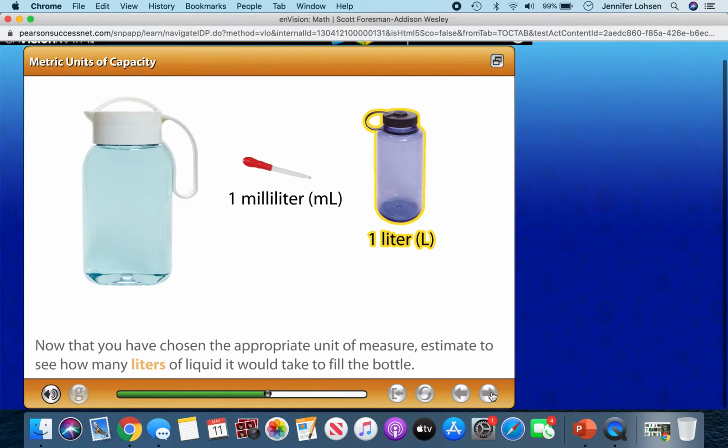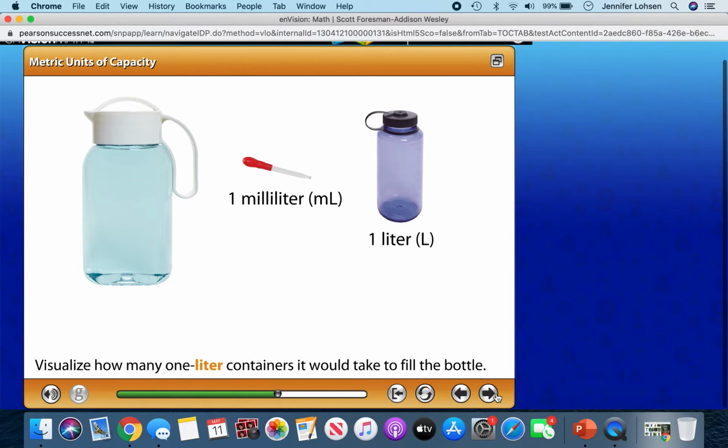Now that you have chosen the appropriate unit of measure, estimate to see how many liters of liquid it would take to fill the bottle. Oh, I miss doing this where we all make our estimate around the room. So let's look at this liter and try and visualize how many of these we think could fit into this container. So take a second and visualize. If you filled this all the way up and dumped it in, filled it up, dumped it in, filled it up, dumped it in. Let's see. Visualize how many 1 liter containers it would take to fill the bottle.